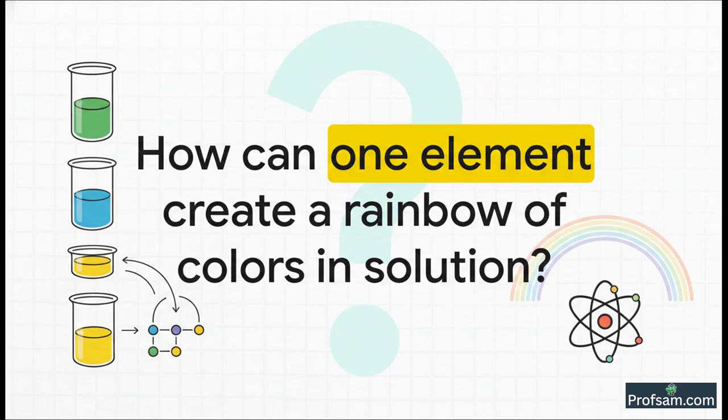All right, students, let's start with a question. Have you ever wondered how it's possible for just one single element, vanadium, to create this beautiful rainbow of colors in a solution? I mean, it can be green, it can be blue, or it can even be yellow. So how does this happen? Today, we are going to uncover the secret behind this fascinating chemical behavior.